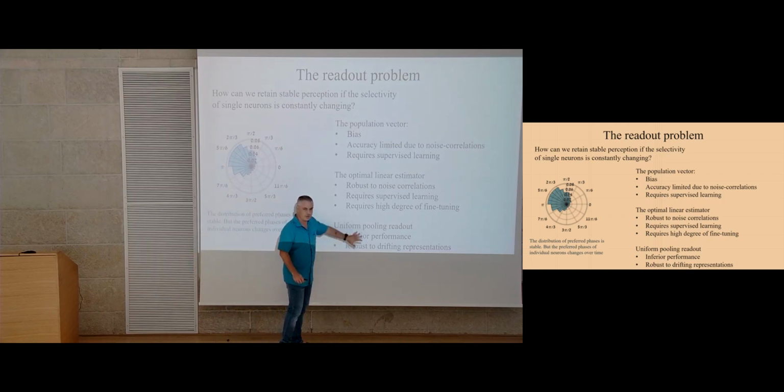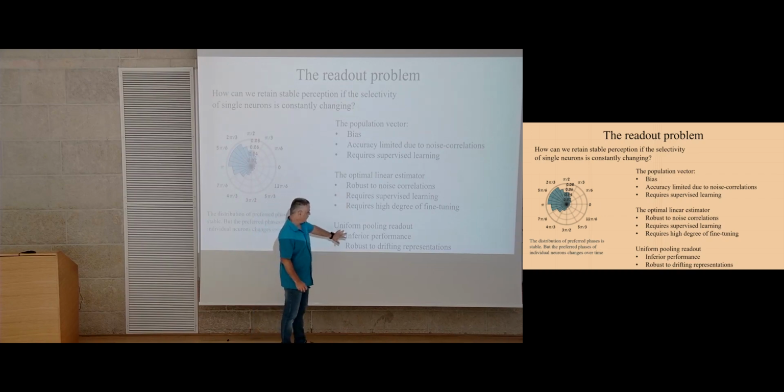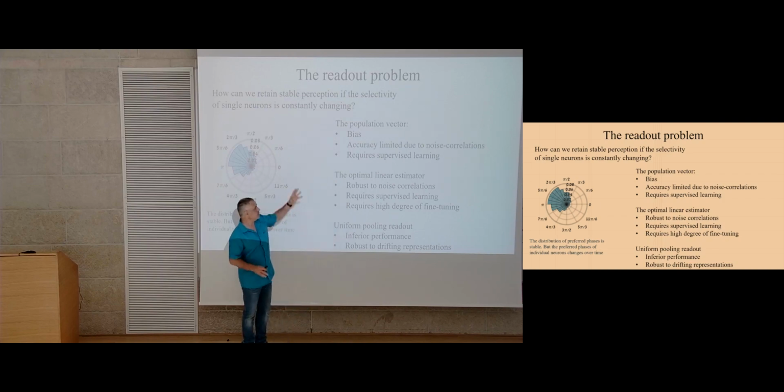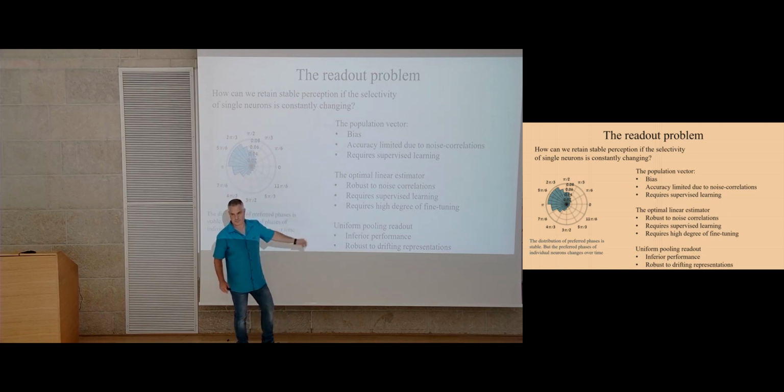We haven't quantified how accurate this unit is yet, but I don't know a lot about the correlation structure. So I don't have a conclusive answer, but these are the options I can think of. Each has its own advantages and disadvantages. I think in terms of robustness, the uniform pooling is absolutely robust.